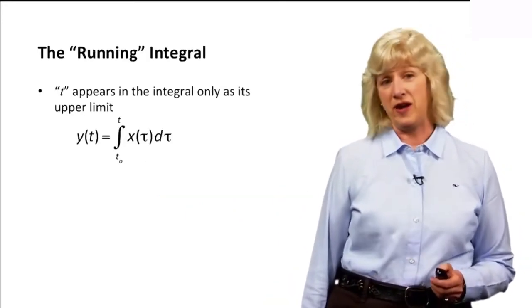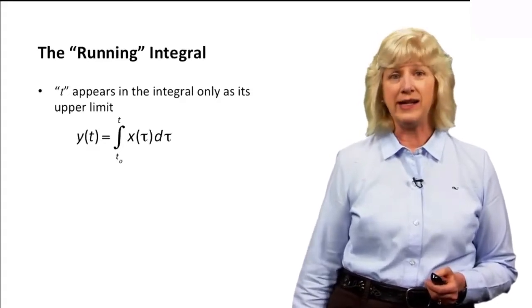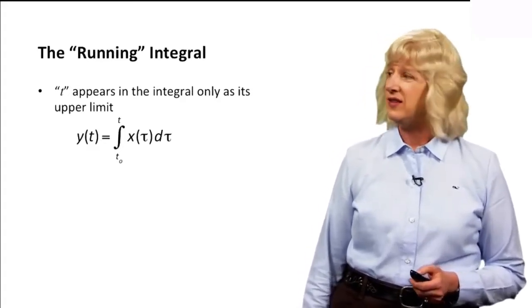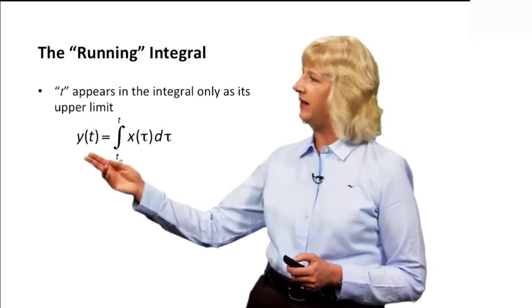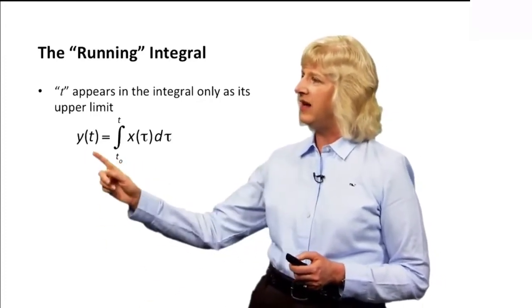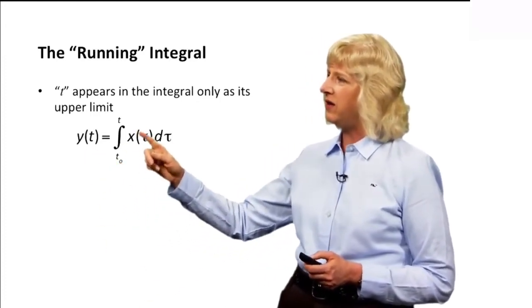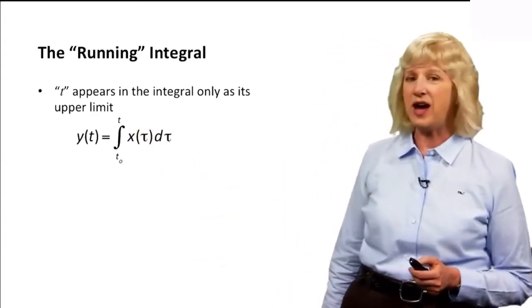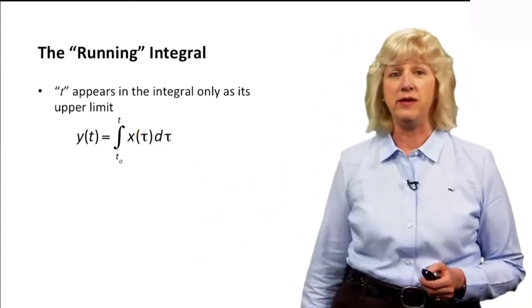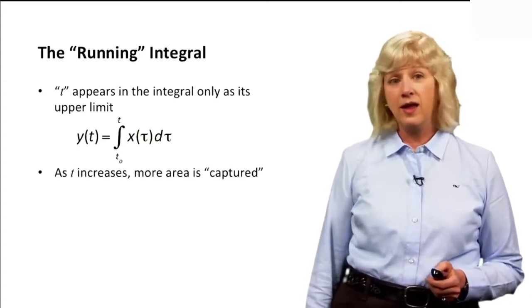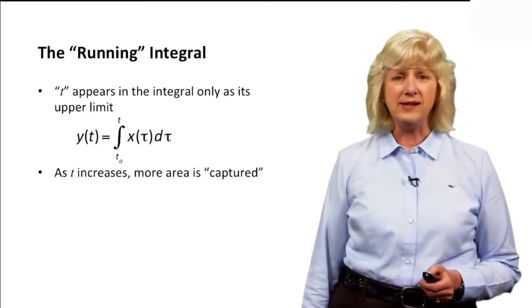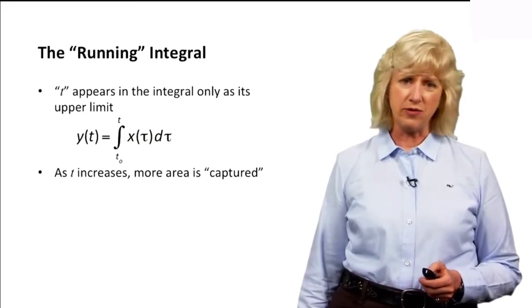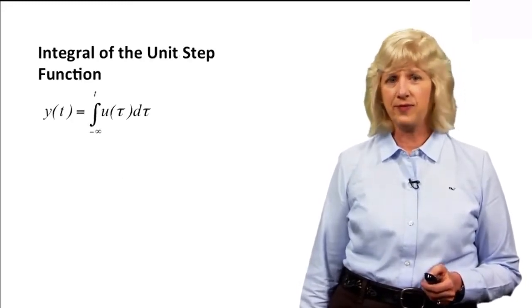Next, I want to define what I call the running integral. In this function of time, y of t, we see t in two places. It's the argument of y, and then on the right-hand side, it appears only in one place, which is the top of the upper limit of the integral. As t increases, more area is captured by the integral.